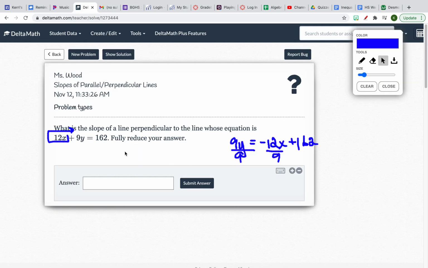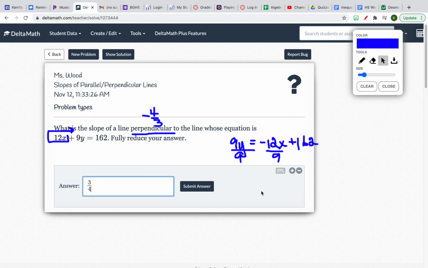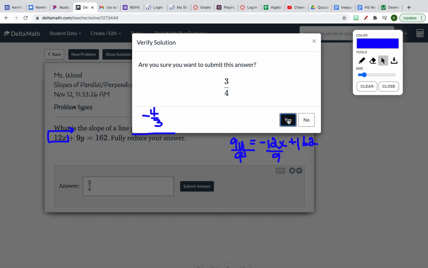So, what is the slope of a line that is perpendicular to this? So this line was negative 4/3. In order for it to be perpendicular, it needs to be the opposite, which the opposite of negative, that's positive. And then we flip it over, so it's going to be 3/4. So 3/4 is the answer.